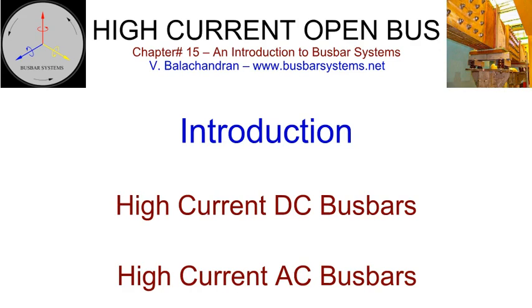Introduction. Low voltage, high current open bus bars are supported on insulators and carry current without a dedicated enclosure. They find application both outdoors and indoors and in AC and DC systems. High current open bus bars can be broadly classified into two major categories based on the electrical system.